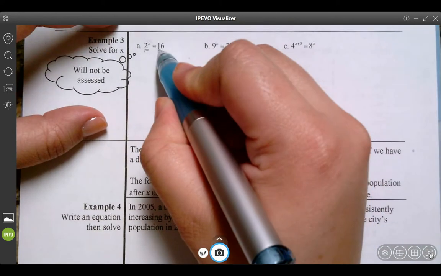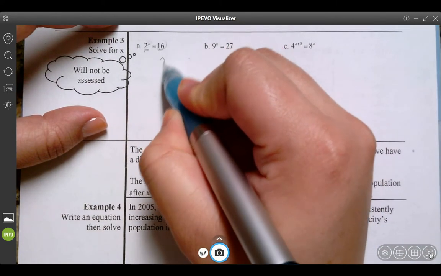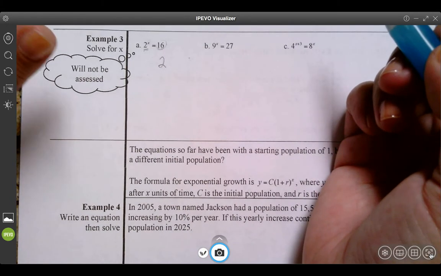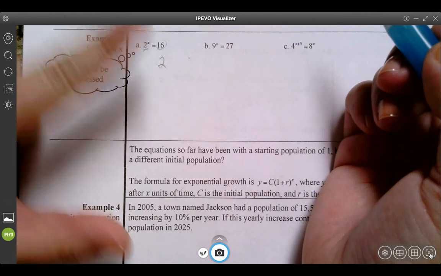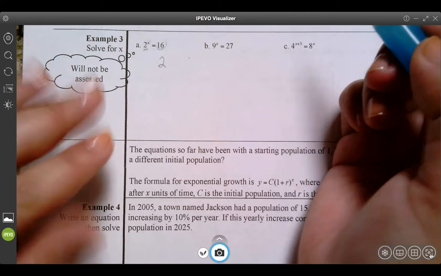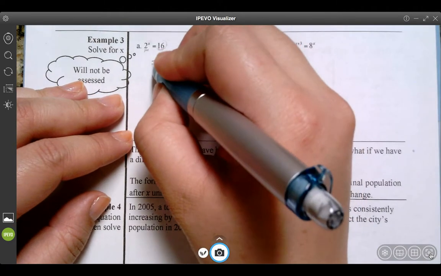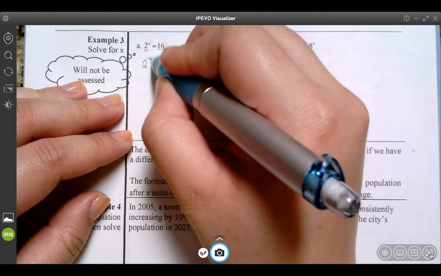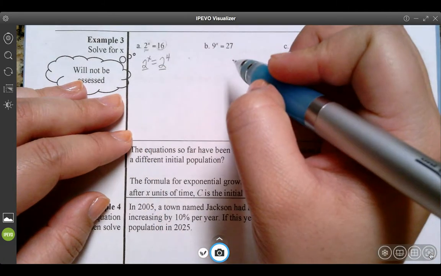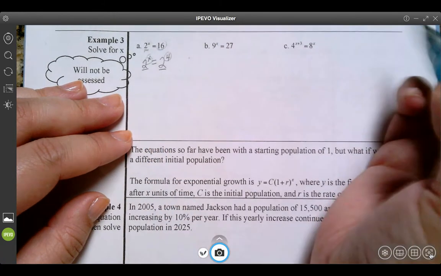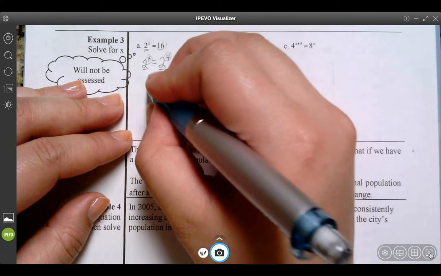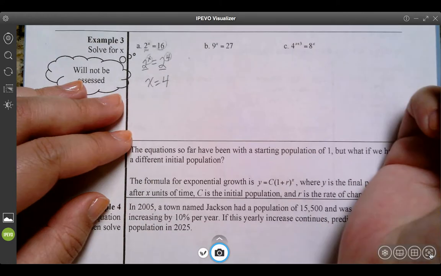So the question is, can I rewrite this with a base of 2? In other words, is 16 a perfect power of 2? Well, 2 times 2 is 4, times 2 is 8, times 2 is 16. So we have 2 to the 4th is 16. So 2 to the x equals 2 to the 4th. And if the bases are the same, then their exponents must also be the same. And that's the big rule for how to solve these exponential functions. And therefore, x equals 4.